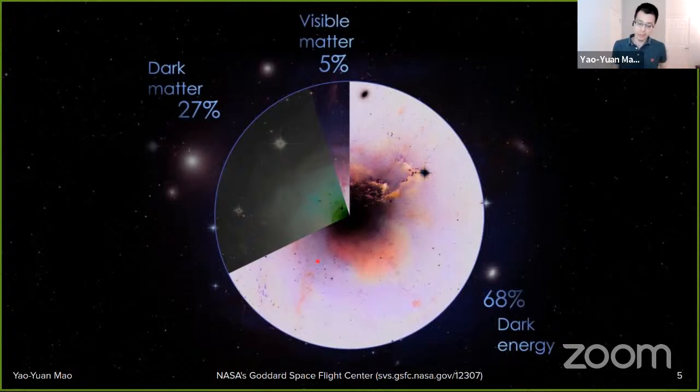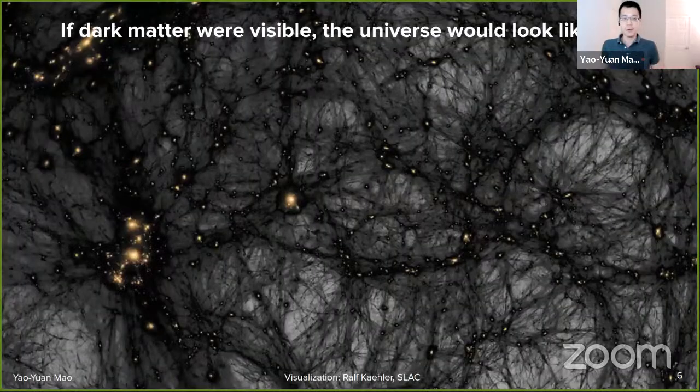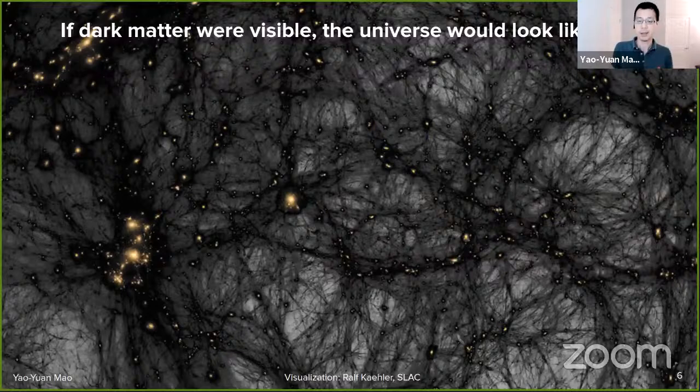So now imagine the picture that you saw earlier with all the galaxies. What if you can see dark matter? As I mentioned to you, dark matter is invisible. But if you were able to see dark matter, this is what the universe would look like. You can see it's a lot more interesting than just the galaxies.